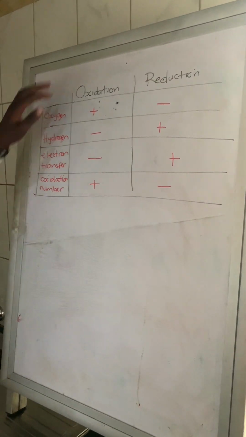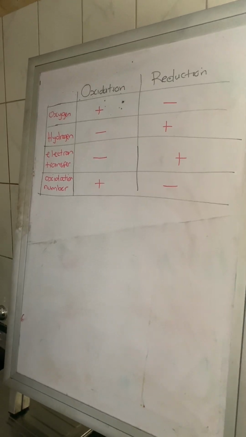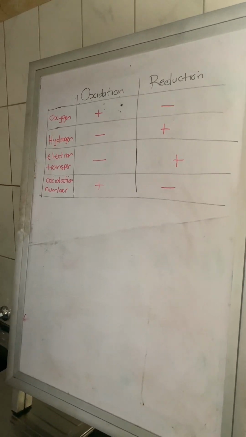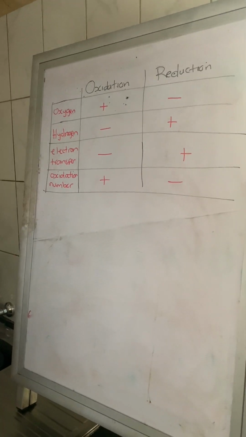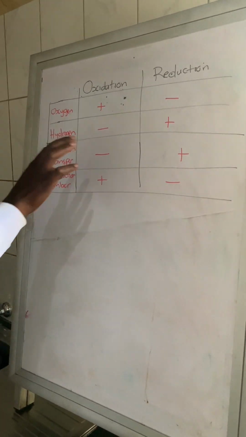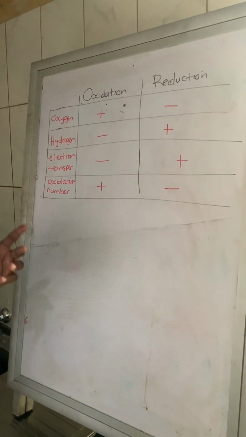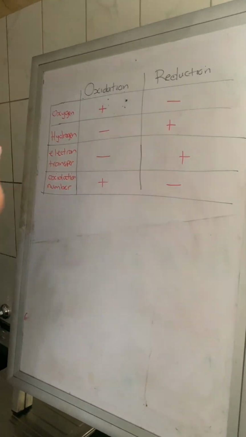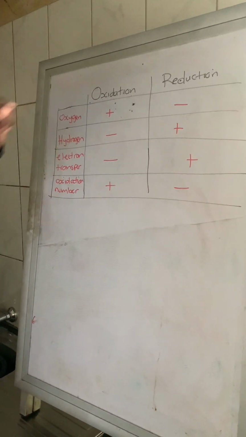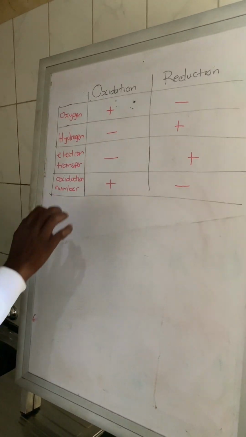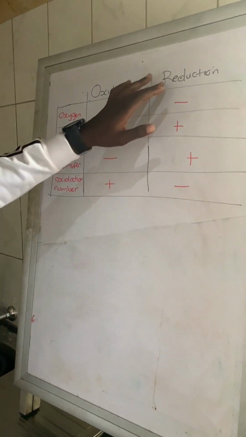We can also define oxidation in terms of electron transfer. When a substance loses electrons, this negative sign means loss of electrons. So if a substance loses electrons, we say oxidation has happened. So loss of electrons, oxidation; gain of electrons, reduction.